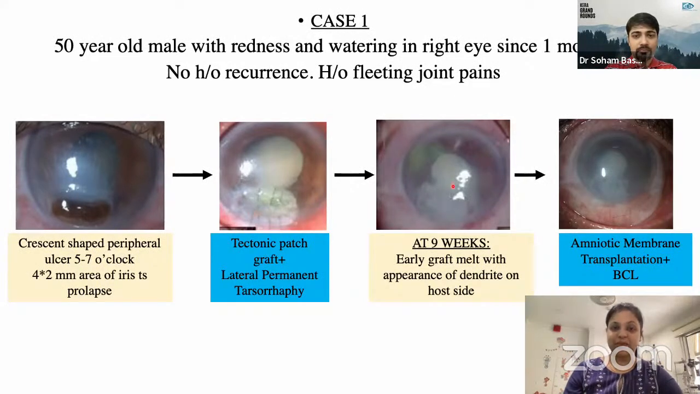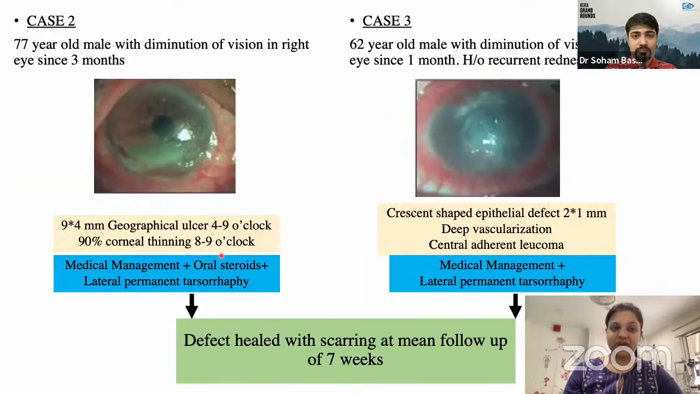But at 9 weeks, the patient developed an early graft melt with the appearance of dendrite at the host site, for which we started treatment with oral and topical antivirals, along with amniotic membrane transplantation and a bandage contact lens. This patient gained a vision of 6/9 post-cataract surgery done under the cover of oral antivirals. The second patient was a 77-year-old male with diminution of vision in the right eye since 3 months. This patient had a geographical ulcer with significant thinning and reduced sensations. We treated this patient with topical and oral antivirals, oral steroids and lateral permanent tarsorrhaphy. The defect healed with scarring.